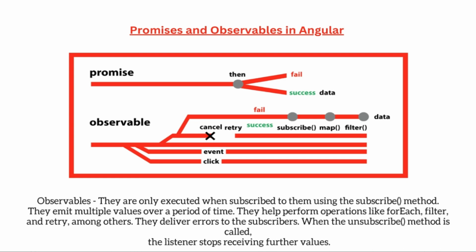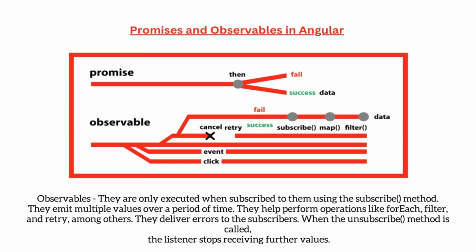Observables are only executed when subscribed to using the subscribe method. They emit multiple values over a period of time. They help perform operations like forEach, filter, and retry, among others. They deliver errors to the subscribers. When the unsubscribe method is called, the listener stops receiving further values.